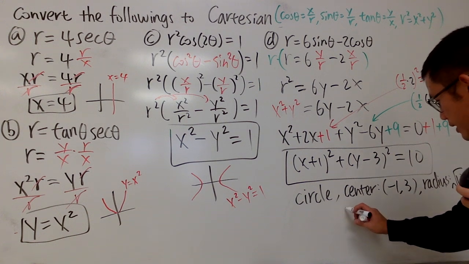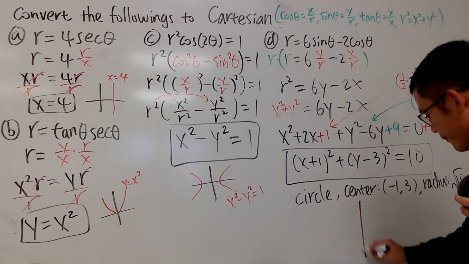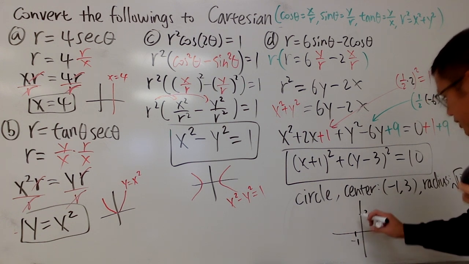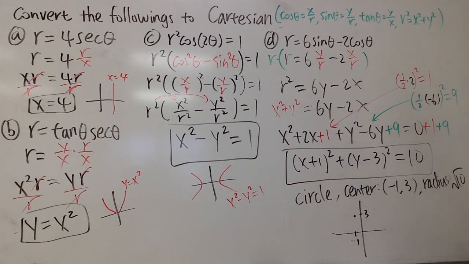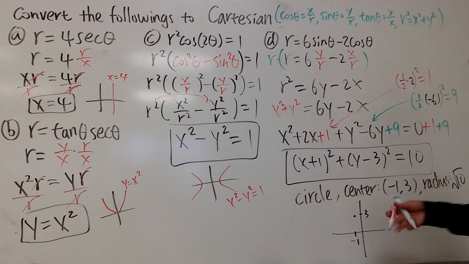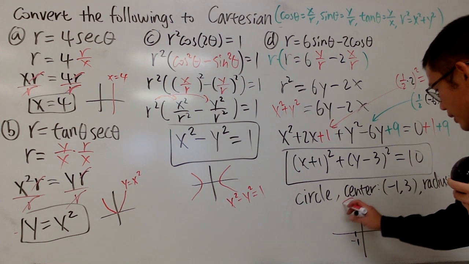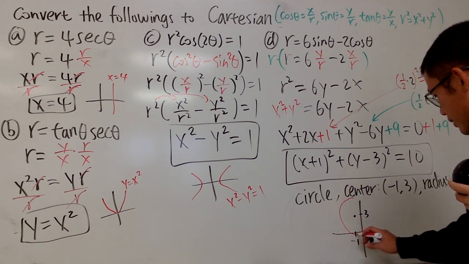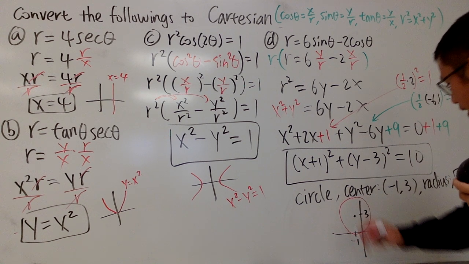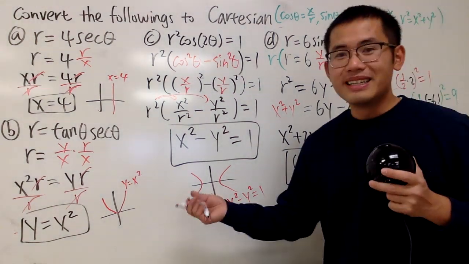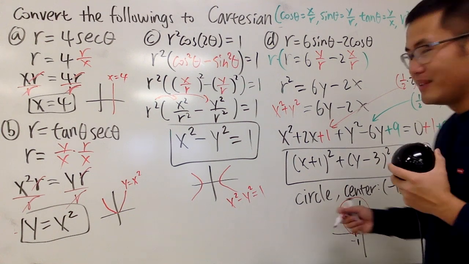And perhaps I'll give you guys a picture real quick. We have negative 1, comma 3, let's say it's right here, right? And square root of 10 is 3 point something, so it's going to be bigger. So I will just have to probably go like this, a little bit below, and then like that. Right? So that's the circle for this one. And yeah, that's it. Hopefully this video helps.